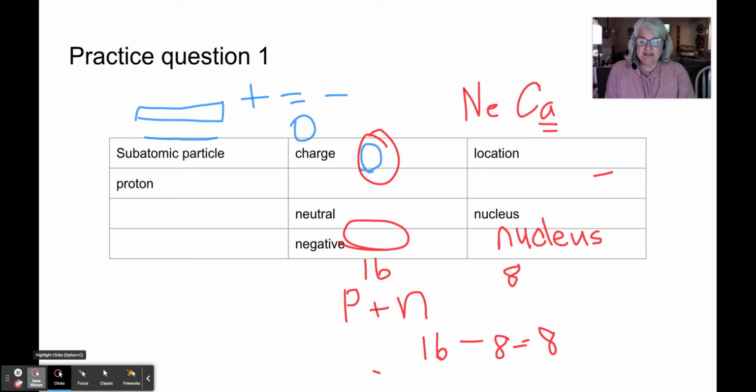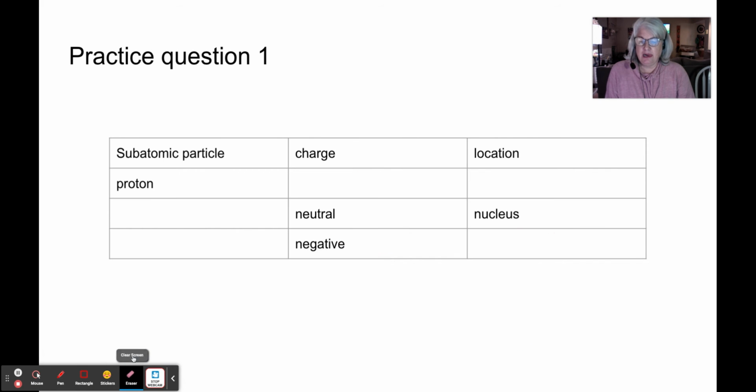Let's try some practice questions, okay? Sorry, I still have to clear this. All right, so here is a table I want you to fill out. So pause the video. This is also on your notes and also on Edpuzzle. So I want you to pause the video, fill out the table, and then come on back and I'll go over the answers.